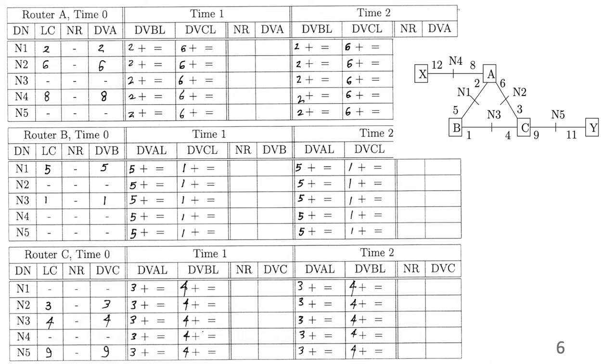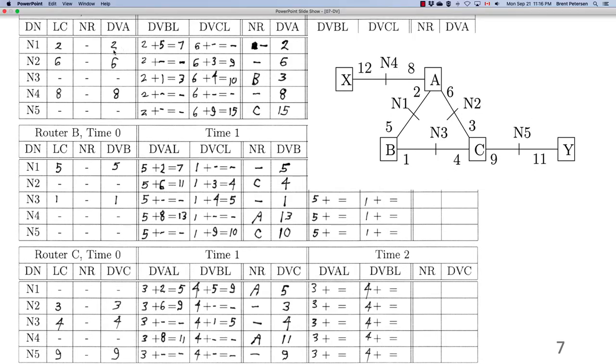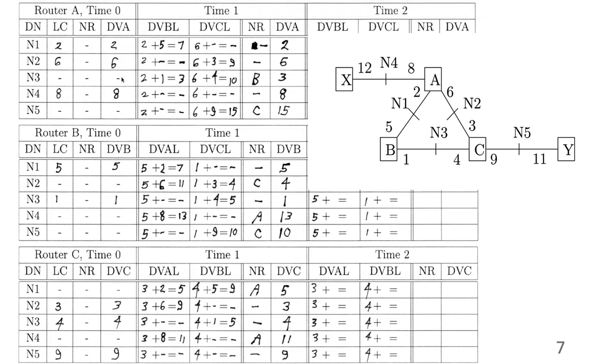So the next thing is to exchange routing tables. What we're going to do is the routing table updates are exchanged simultaneously. So router A will give these numbers to router B. It will give 2, 6, dash, 8, and dash. Dash means it doesn't know, but I'm just labeling it here as dash. 2, 6, dash, 8, dash would be copied over here, and it would be copied here too. And so on. This is shown in this diagram.